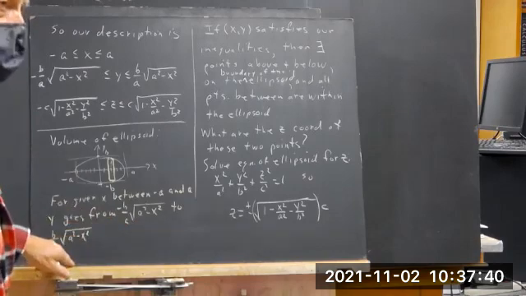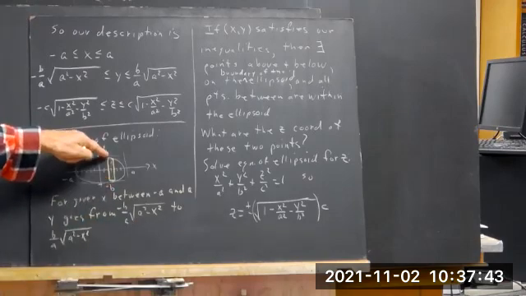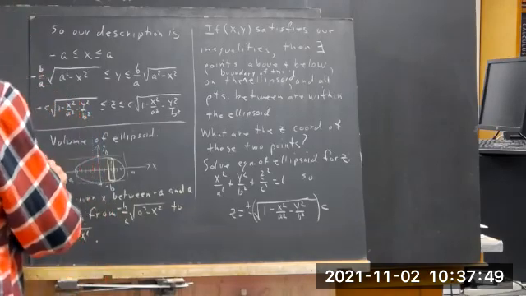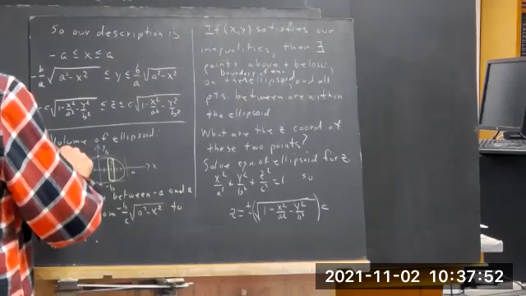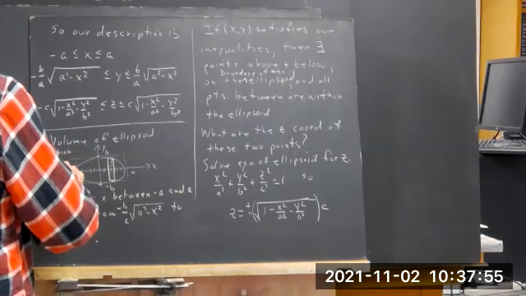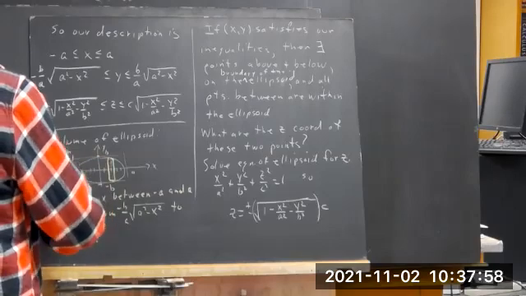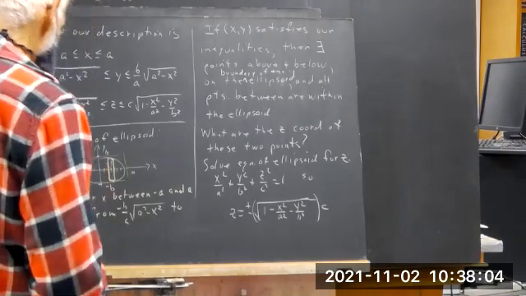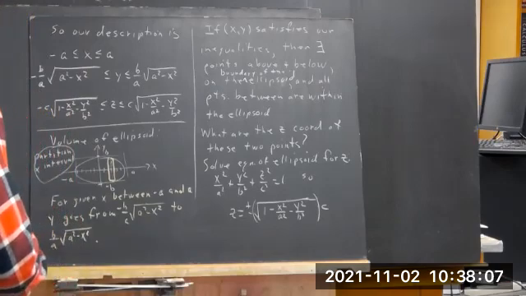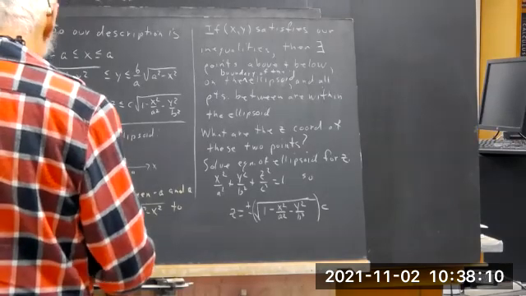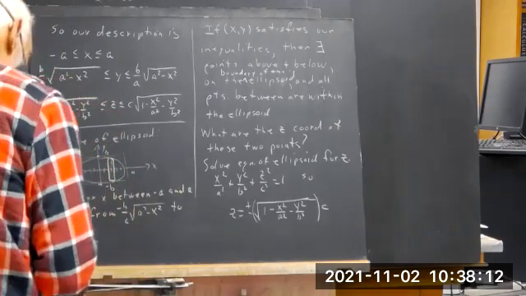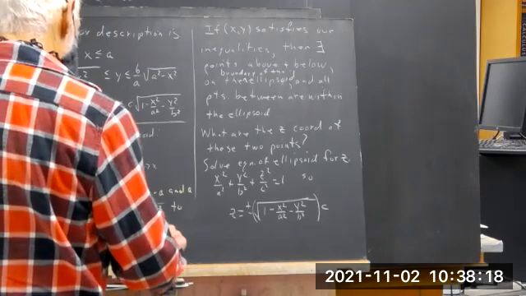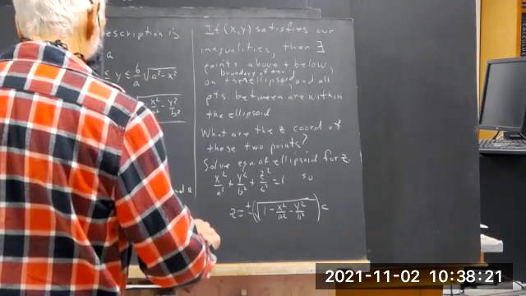Y goes from here to here, right? So you've got this rectangle. Okay, so we start out by partitioning the X interval, typical interval of partition. Y goes from here to here. So we partition the Y interval.